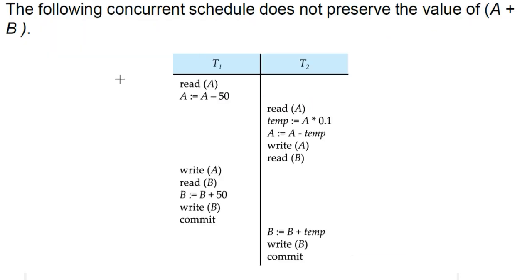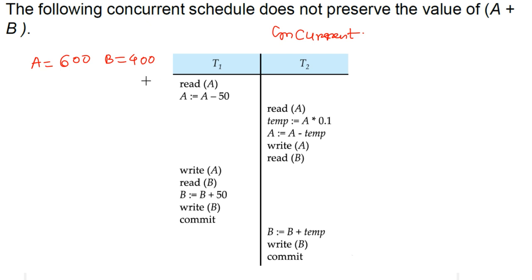Okay. Now see the last example. Here we will see that this is also a concurrent schedule. So we have to check whether it is consistent or inconsistent. Okay. This is also a concurrent schedule. Now see the value of A is the same, that is 600, value of B is 400. So we will check whether this preserves the A plus B or not.